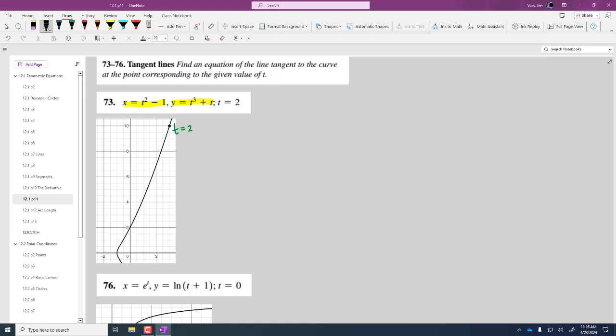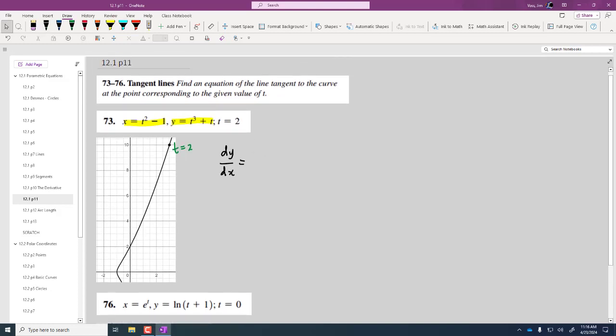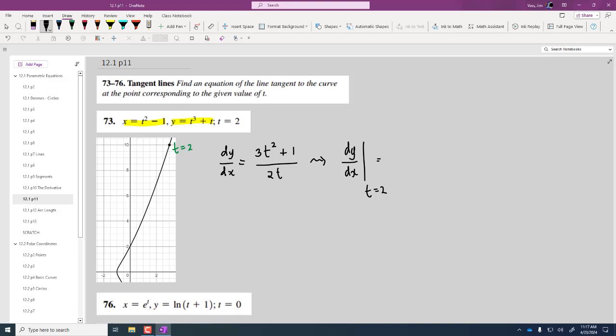If we want the equation of the tangent line, we know that we need dy/dx, the slope of the tangent line. This is going to be (3t squared plus 1) over 2t. So we take the derivative of the y with respect to t, that's 3t squared plus 1. We take the derivative of the x with respect to t, and we get that. But then we need to evaluate this, so we're going to have dy/dx evaluated at t equals 2. So we're going to get 13/4. So that's going to be the slope of the tangent line.